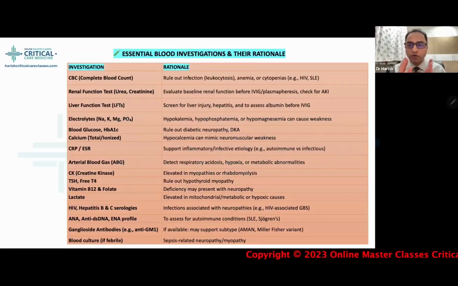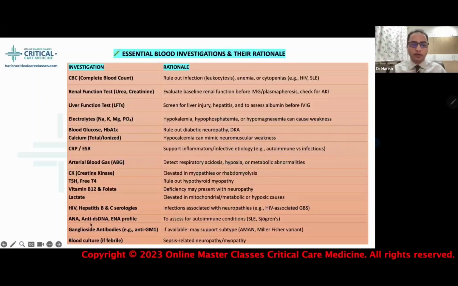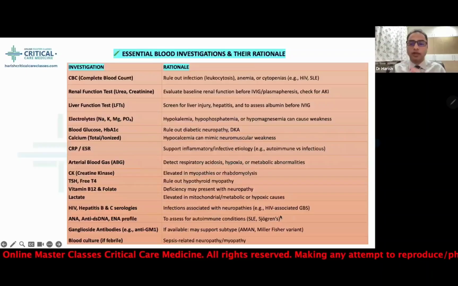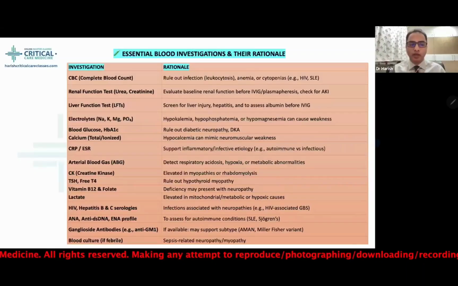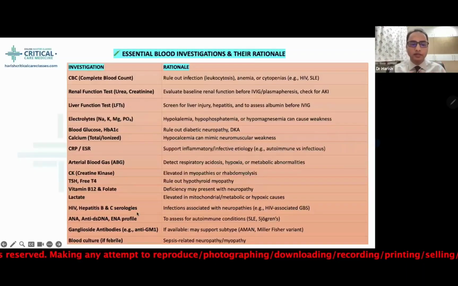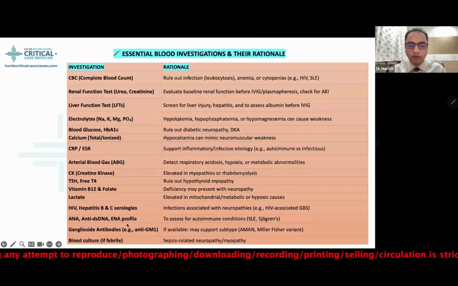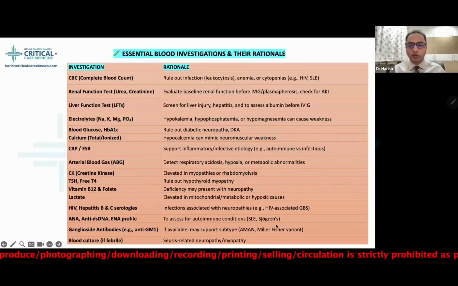Okay, neuropathies or hypoxic cause for the weakness. You can get an idea. So HIV, hepatitis B and C serology, for infection associated with neuropathy; particularly HIV can itself have an HIV-associated GB syndrome. Then ANA profile, anti-double-stranded DNA, ENA profile, to assess autoimmune etiology, particularly SLE and Sjogren's syndrome.